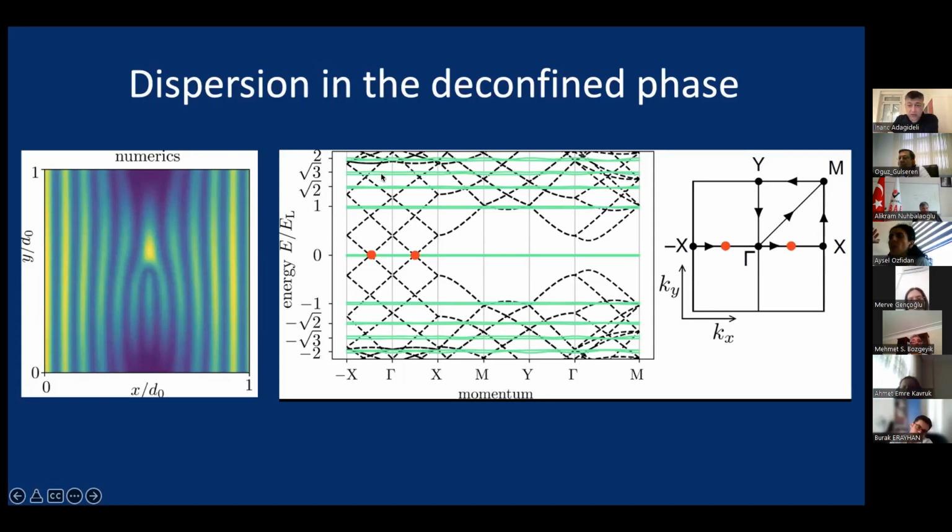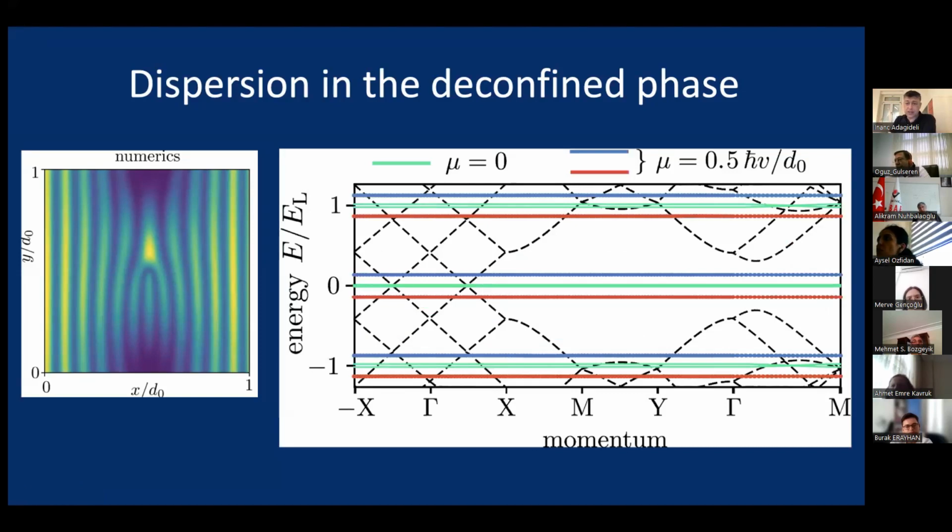And you see that they're mostly flat as you go away from the mu equal to 0 point, sorry, at higher energies, not mu equal to 0. You see that they basically get a slight dispersion.